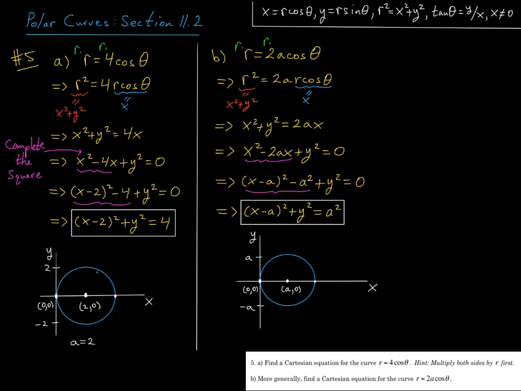Okay, and we make a note here that part A is actually just a special case of part B. Notice that if I set this a value equal to 2, then I'll get a 4 cosine theta in this expression for B, and that's exactly what we were looking at in part A.